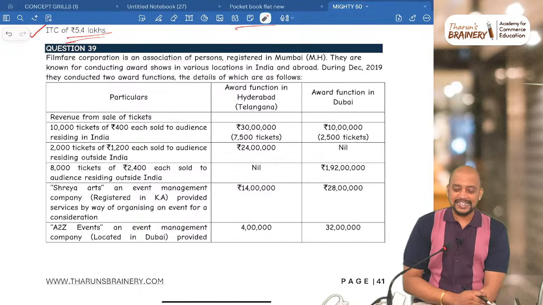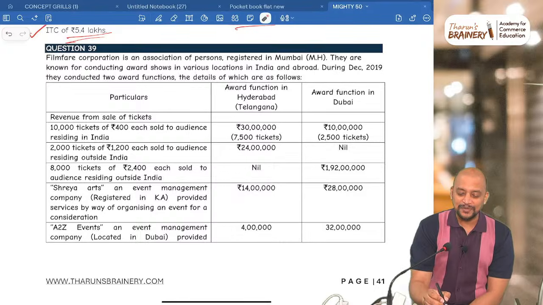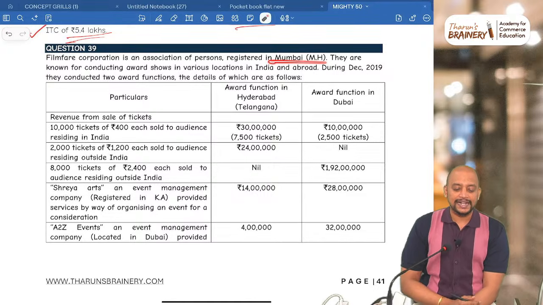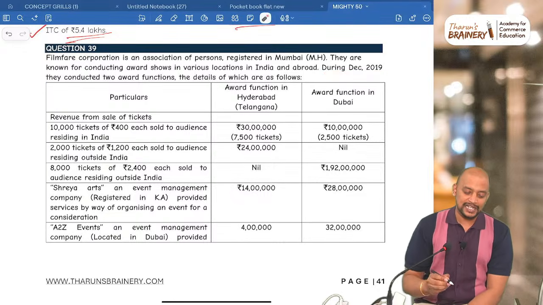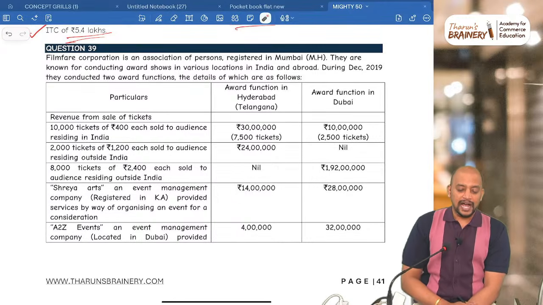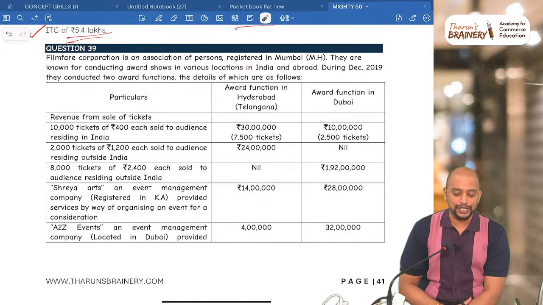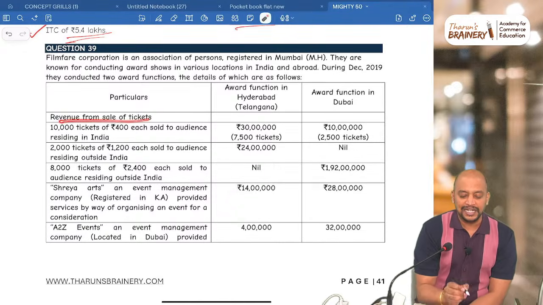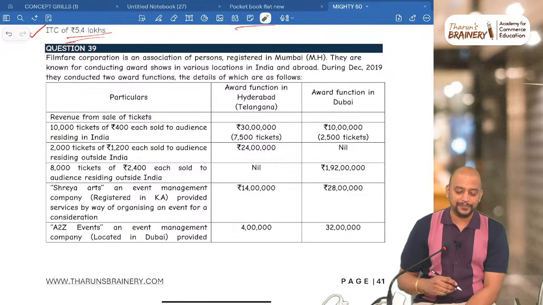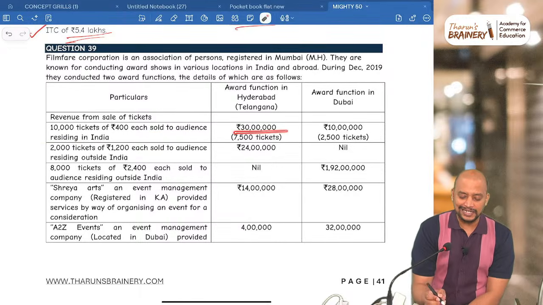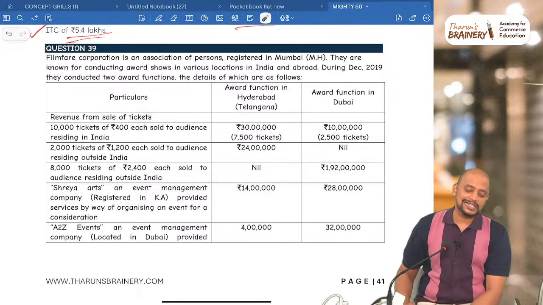Filmfare Corporation is an association of persons registered in Mumbai, Maharashtra. They are known for conducting award shows in various locations in India and abroad. During December 2019, they conducted 2 award functions: an award function in Hyderabad, Telangana, and an award function in Dubai. Revenue from sale of tickets: 10,000 tickets for 400 rupees each sold to audience residing in India, so total 30 lakhs, 7,500 tickets for the function in Hyderabad and 2,500 tickets for the function in Dubai. Now what is the GST implication on this?